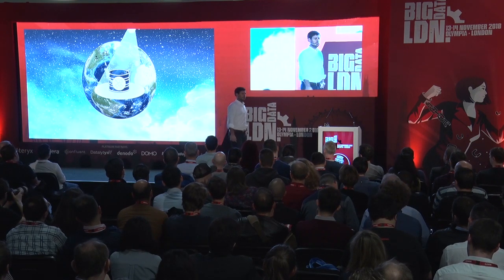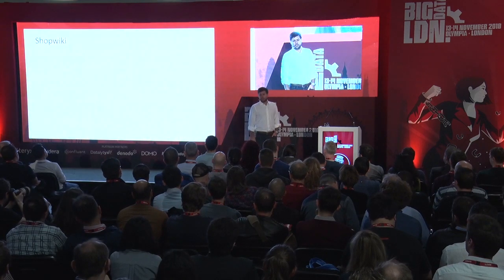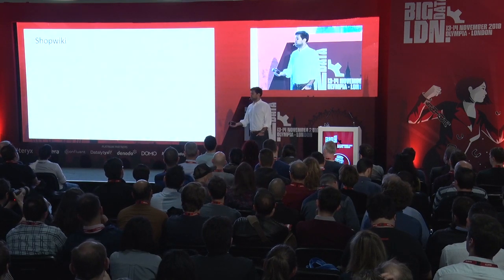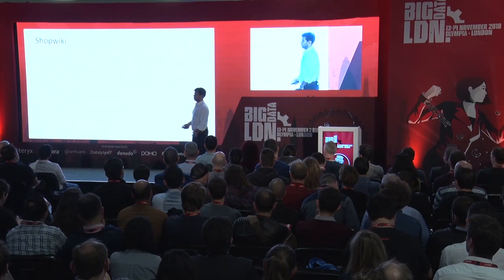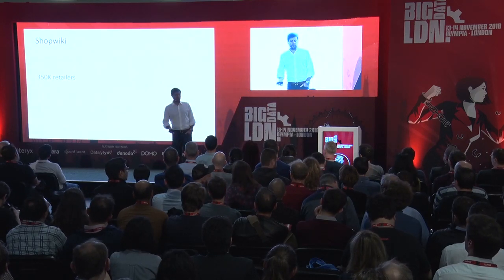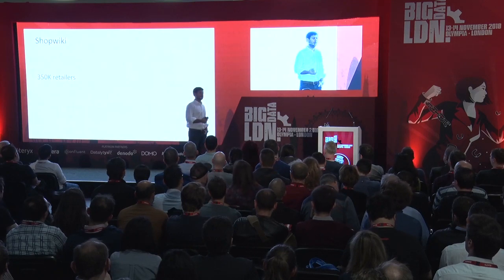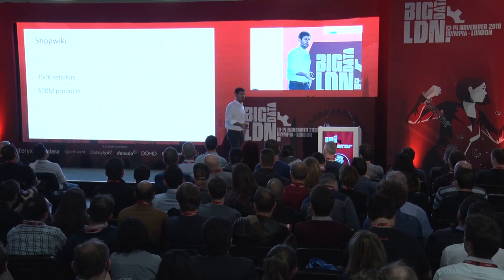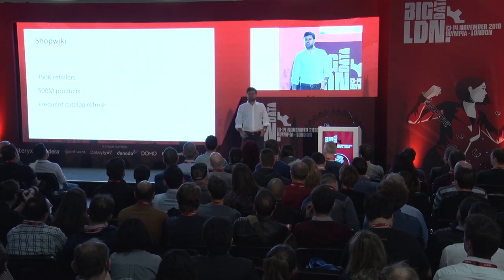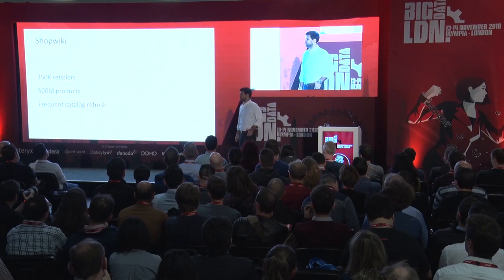So after DoubleClick, I started a company called ShopWiki. ShopWiki was an e-commerce site, and the interesting thing about ShopWiki was that we were crawling the internet looking for things you could buy. So at ShopWiki in 2005, we were crawling about 350,000 stores on the internet. We ended up creating a database of 500 million products. And it turns out products on the internet changed really fast, even in 2005.